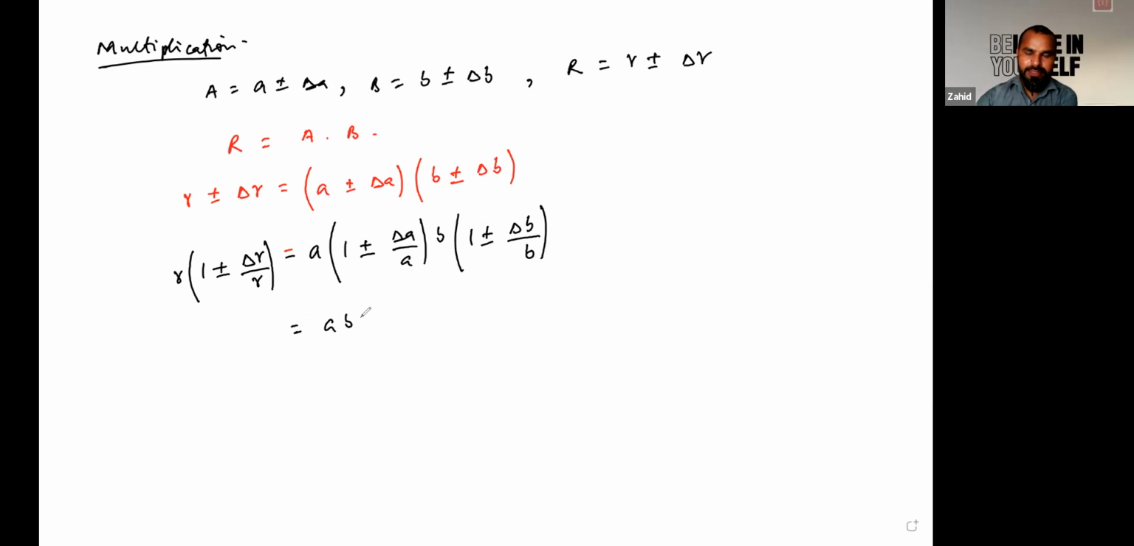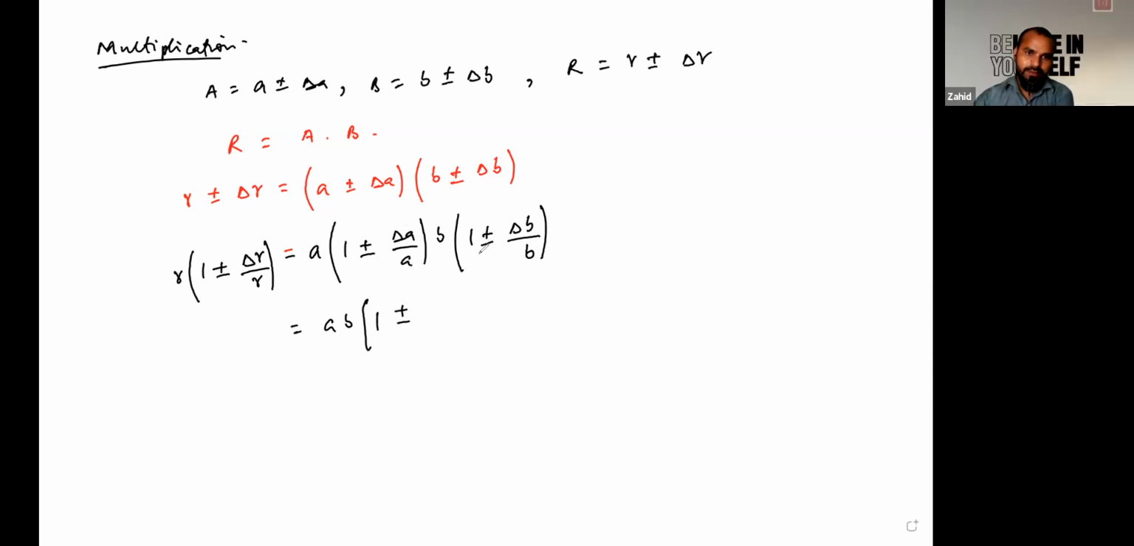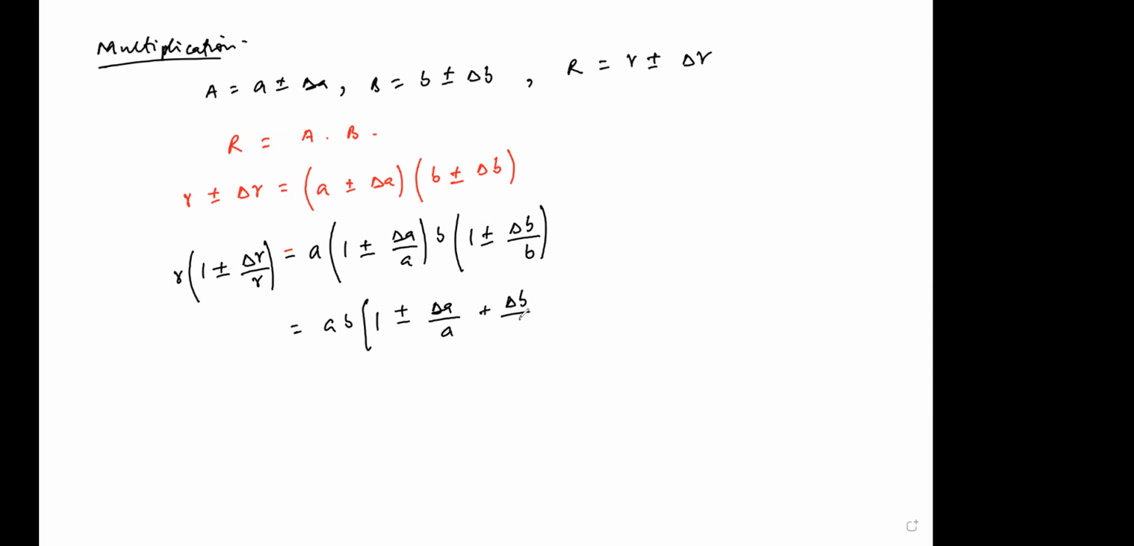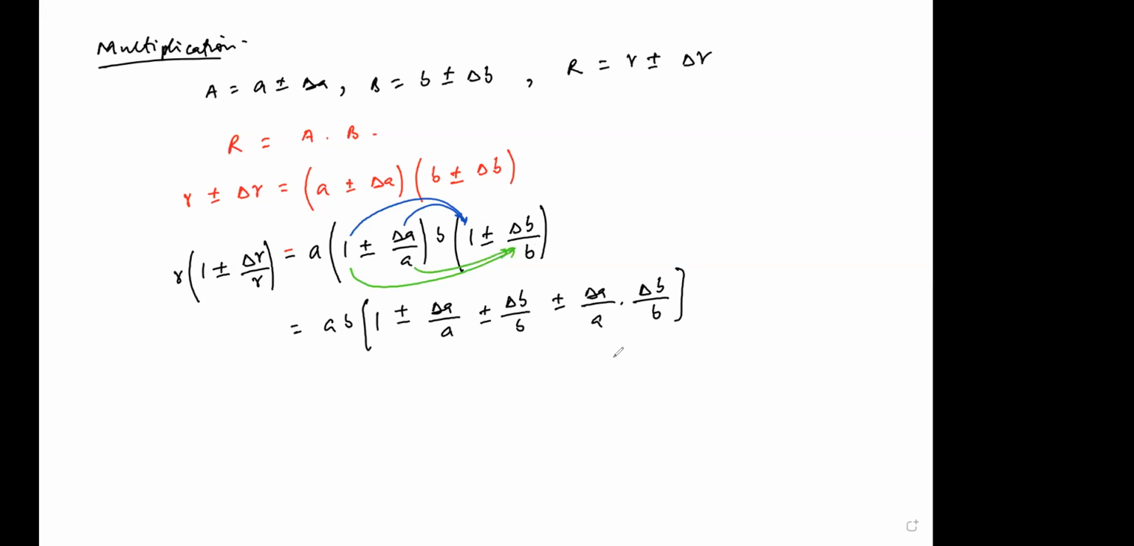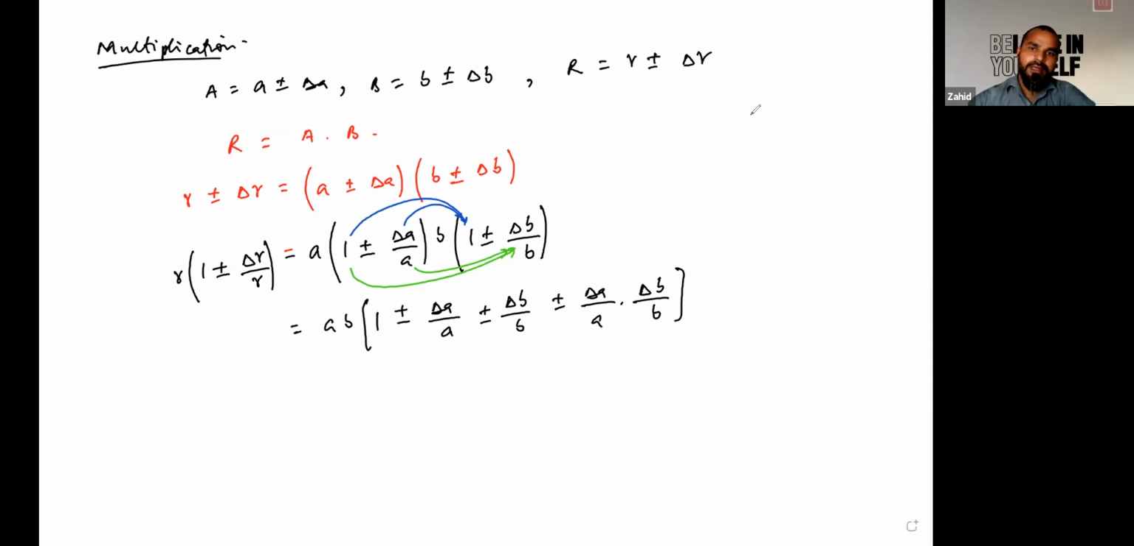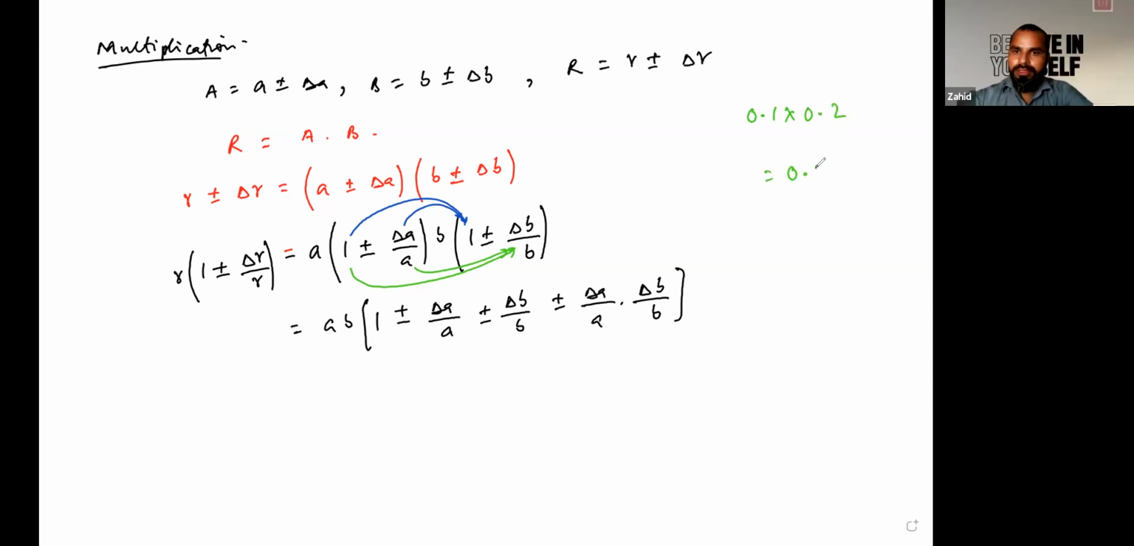So it will be A times B as common. 1 multiplied with 1 becomes 1, plus minus delta A over A multiplied by 1, then again delta B over B, and last delta A over A times delta B over B. We have just multiplied this term to this term and this term to this term as a first part. Similarly, for the next part, this term to this term and this term to this term using distributive law, and obtain this particular relation. Suppose you are multiplying 0.1 and 0.2, you would obtain 0.02.